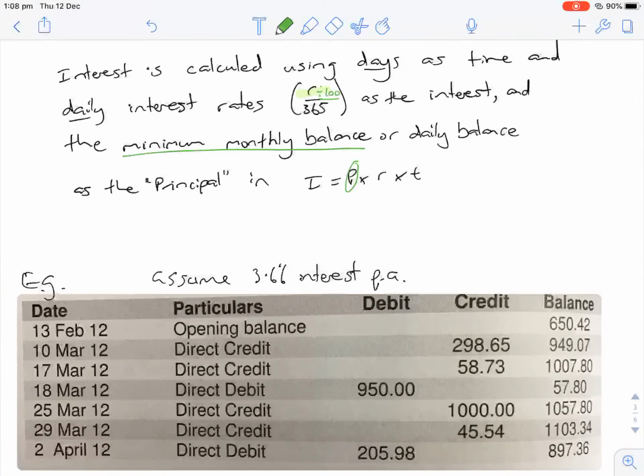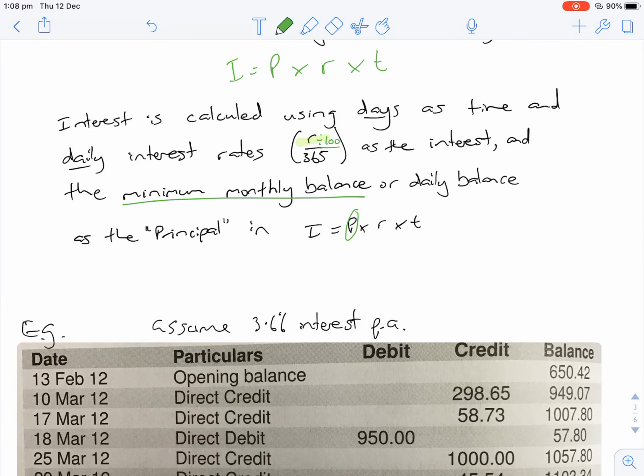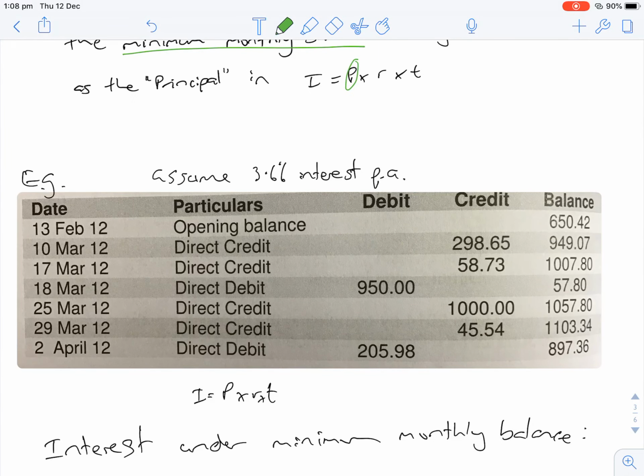So if we did this example below, I'm going to use this one bank balance, and I'm going to do both the minimum monthly balance using this account, and I'm also going to do the daily balance. So starting with the minimum monthly balance, I've actually got 3 months of data here. I've got February, and then I've got a big chunk of March, and then I've got April. So in February I've only got the one balance, so of course I'm going to use that 650. So I'm going to go 650.42, that was my balance for February, times my 3.6% interest rate, divided by 365 to turn it into a daily one, and then times the 28 days for February, and that would give me my interest for Feb.